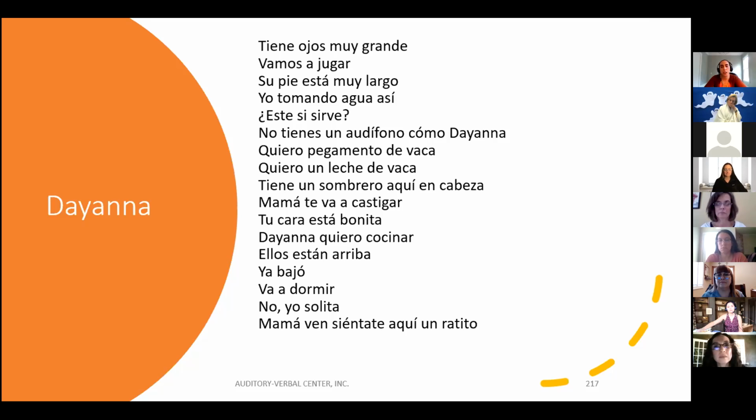And so you can see, even without speaking Spanish, she has some longer phrases. She does make some grammatical errors still, but she's definitely developing a good amount of language, using some past tense. This is the part that I think is funny. She said, quiero pegamento de vaca. That's what she calls Elmer's glue because it has a little bull or cow looking logo.